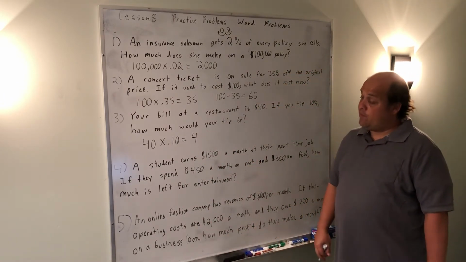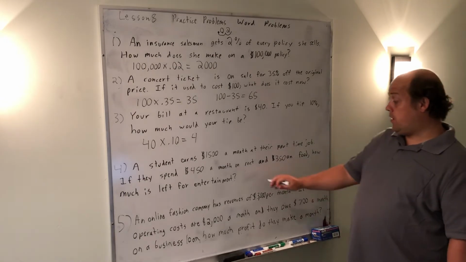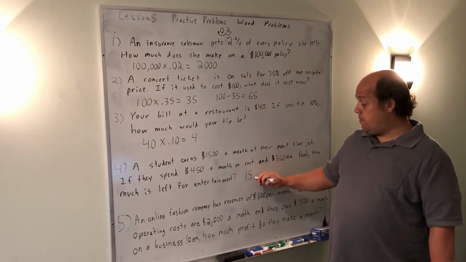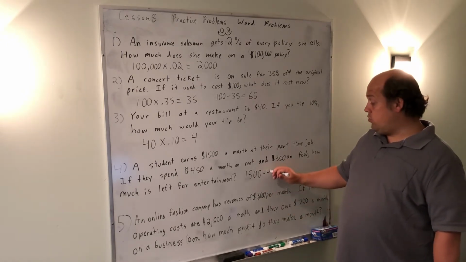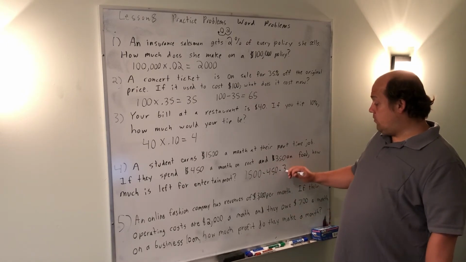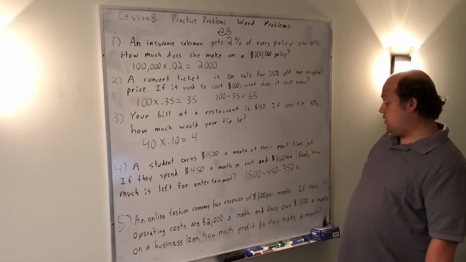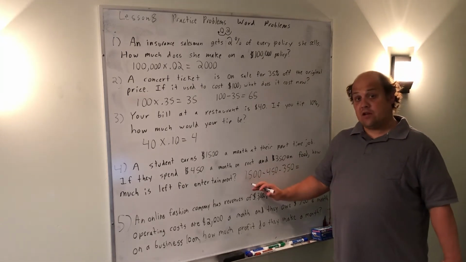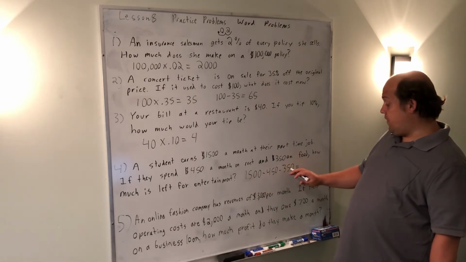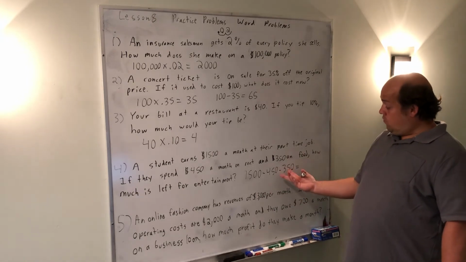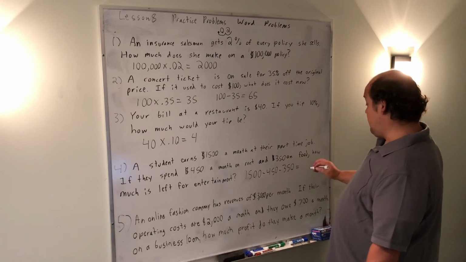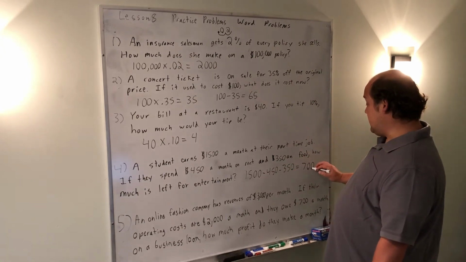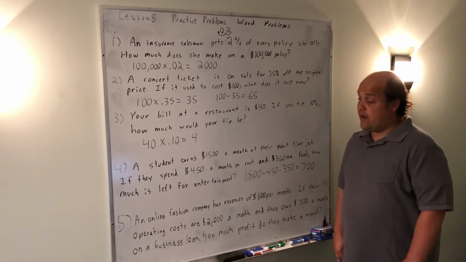In problem number 4, a student earns $1,500 a month at their part-time job, so that's the positive money that they have coming in. From that, they have to pay $450 for rent and $350 for food. If I take $1,500 and I subtract $450 and subtract $350, really it's like subtracting $800 combined. So $1,500 minus $800 leaves me with $700 left over for entertainment.